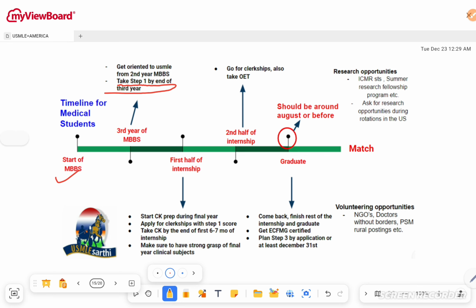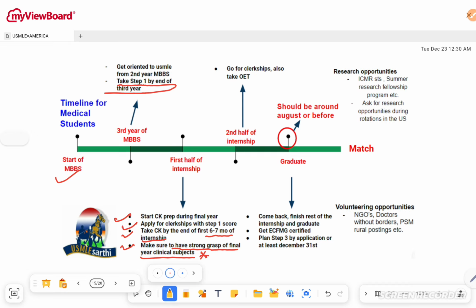In the first half of the internship, we can start CK preparation during final year. We can apply for the clerkship with the Step 1 score, and we can also take CK by the end of the first 6 to 7 months of the internship. We should make sure to have a strong grasp of final year clinical subjects, and that is more important.